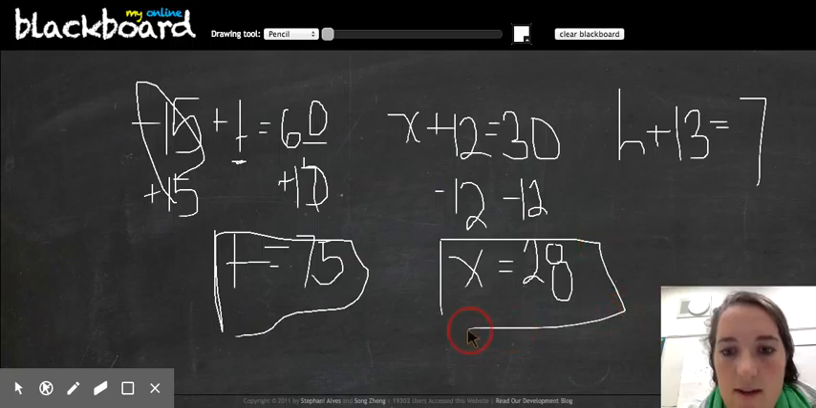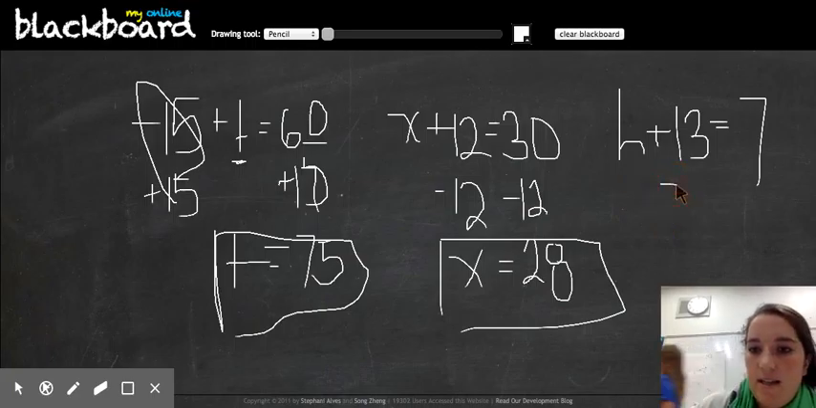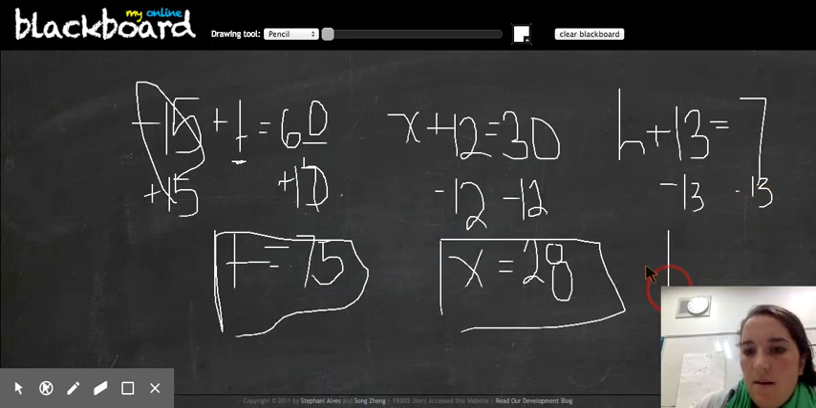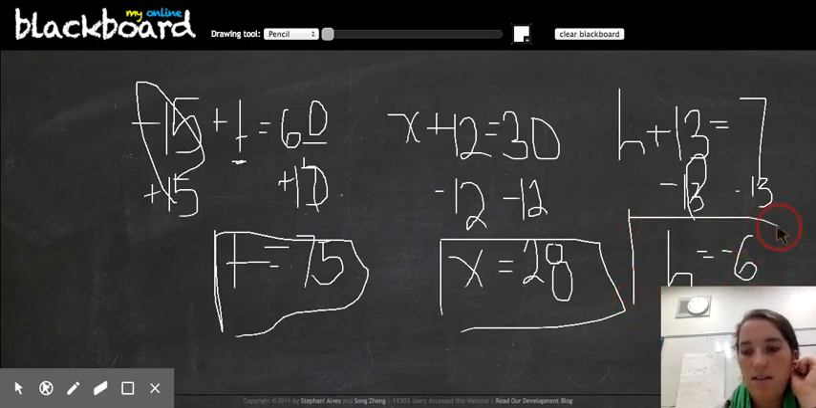All right, now for h plus 13 equals 7. Again, I'm trying to get h by itself, so I want to get rid of that 13. So I can subtract 13 from both sides. I'm just left with h on one side. Then what am I left with on the other side? 7 minus 13. Try that on your calculator. You're left with negative 6. So h equals negative 6.